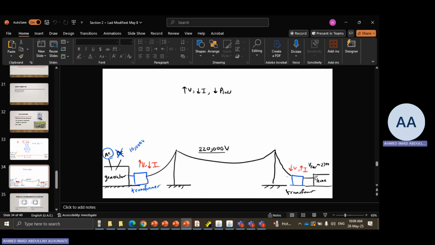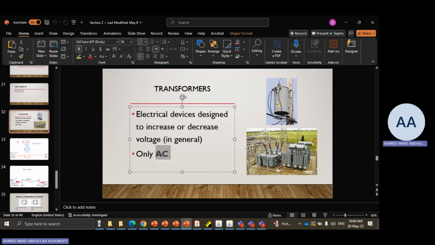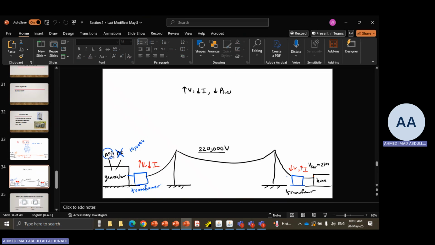So let's take this example. These are arbitrary numbers. You don't need to remember them. They may or may not be correct. So for example, we have a generator. Of course, it needs to be AC because transformers only work with AC. At least, for our purposes, we will assume that only AC is running through the transformer. So it's only running in AC.